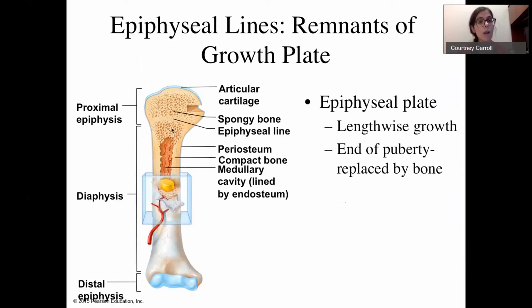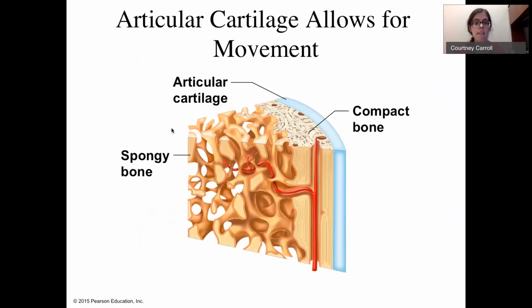So if you're looking at a bone and you see an epiphyseal line, you know that that bone is older than puberty. Around the outside of our bones, we have articular cartilage that allows for movement. It creates a smooth, glossy surface. Again, remember, hyaline cartilage, glassy surface.